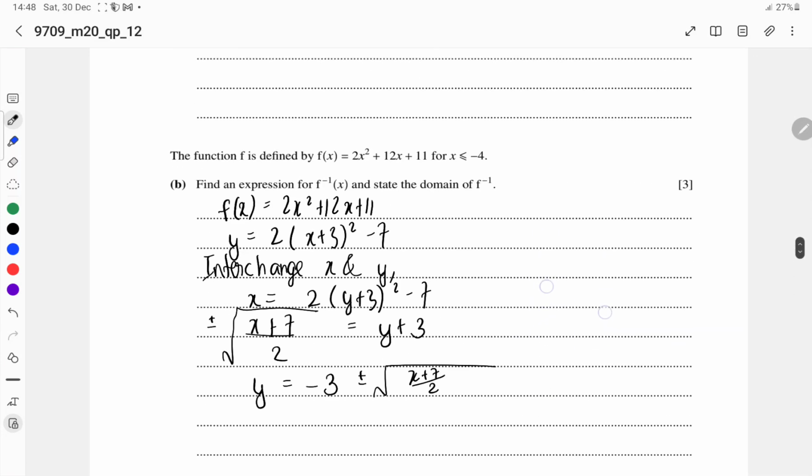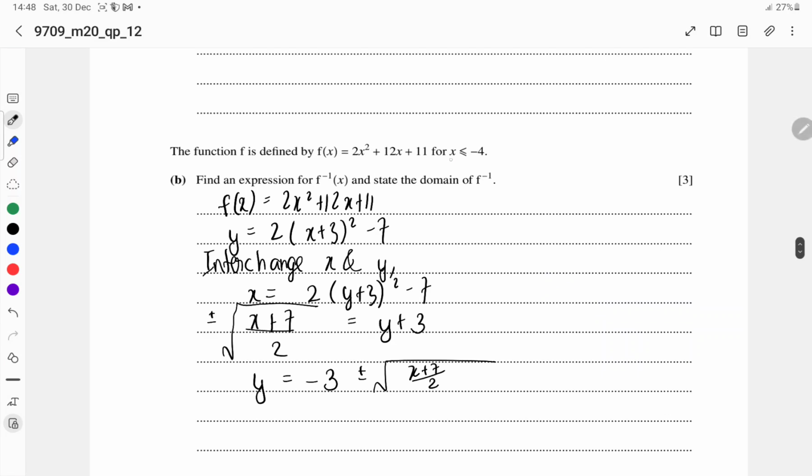So what do we have is our function, because the domain of the original function is going to be the range of the inverse function, right? So this means that f inverse x simply must be less than or equal to negative 4, right?